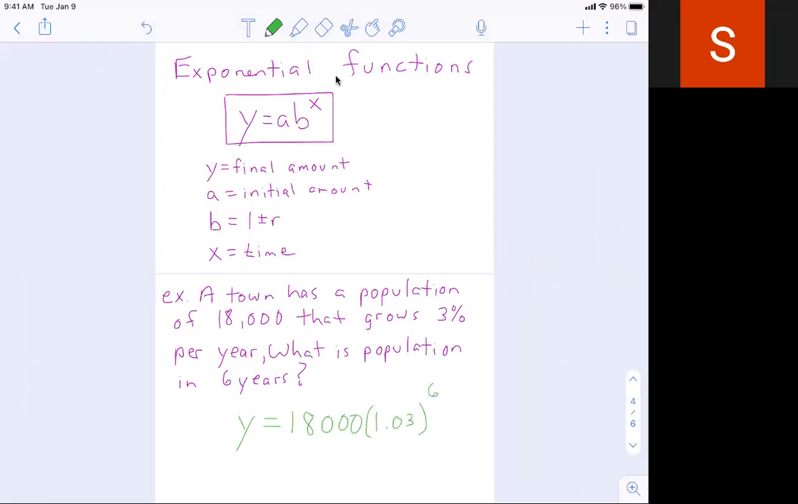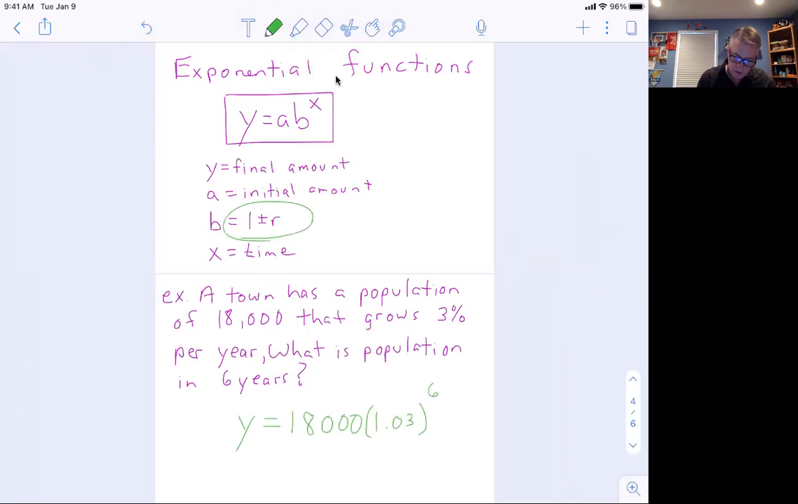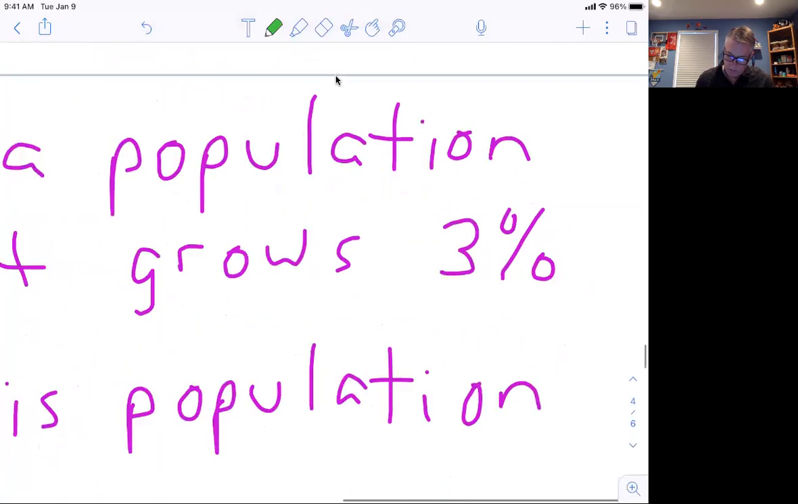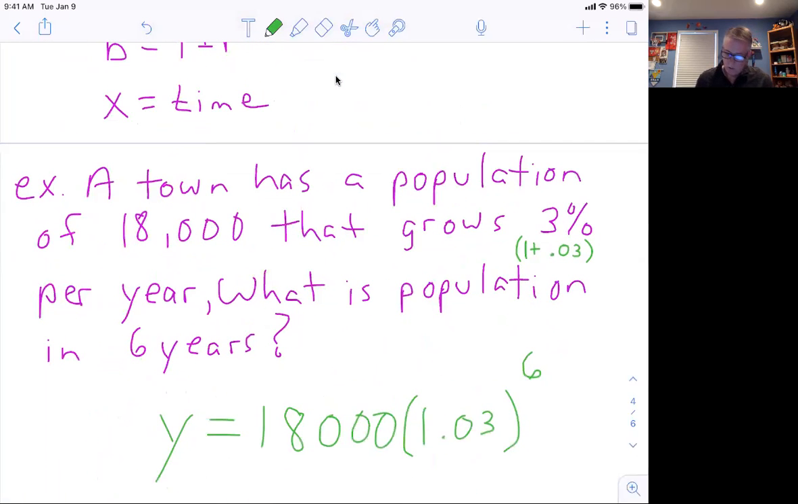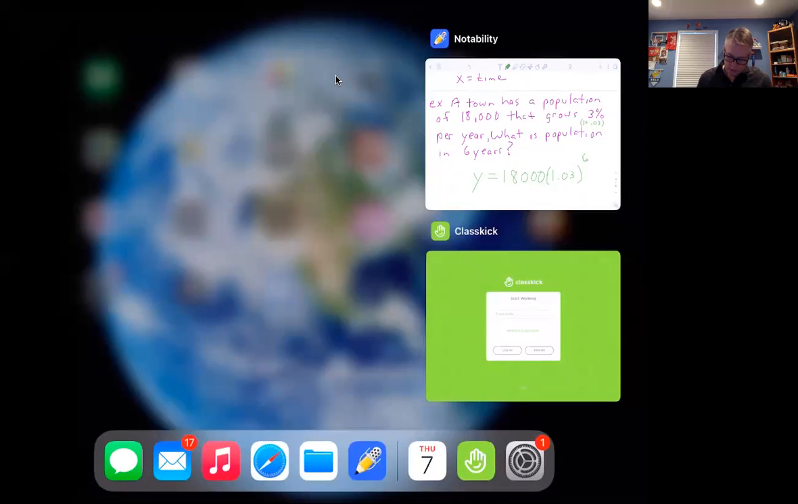I have a question. Yes. I don't get how you get the B. Yeah, so the B is 1 plus the rate. So if it's growing at 3%, remember 3% as a decimal is 0.03, right? And so then our B is 1 plus 0.03, which is 1.03. Okay, thank you. All right, so then we would plug that into our calculator.